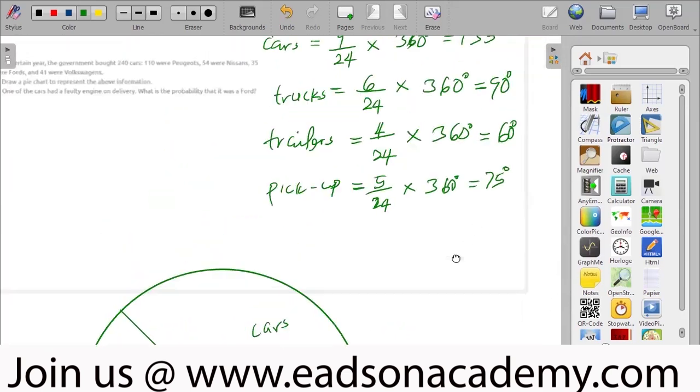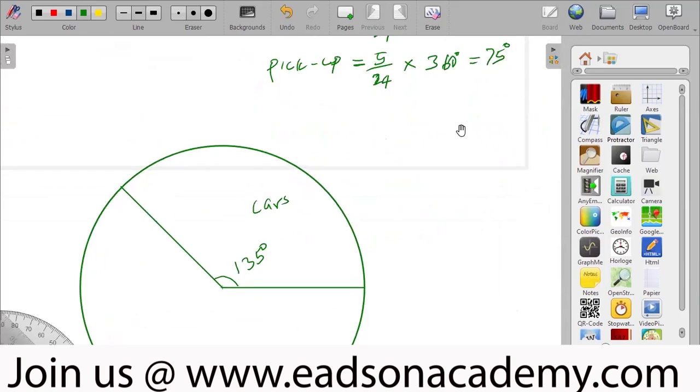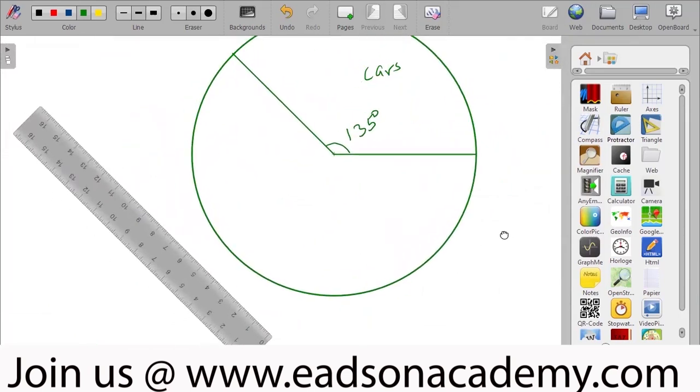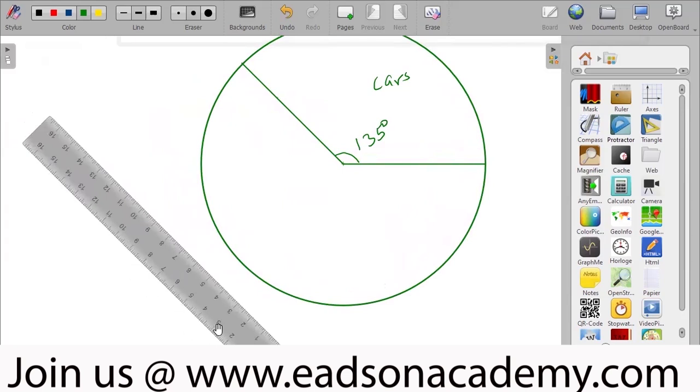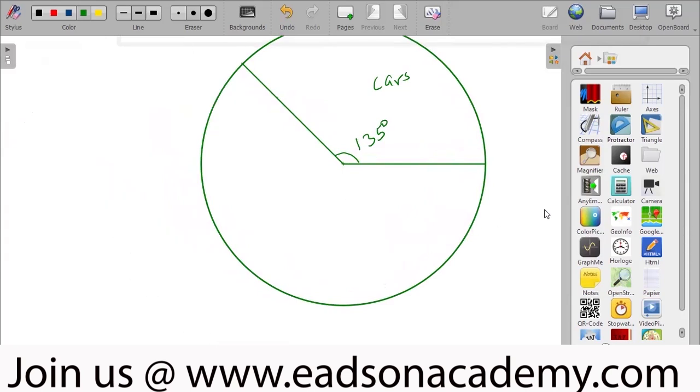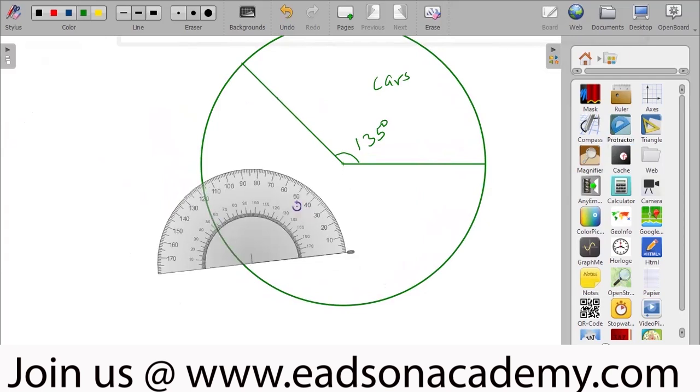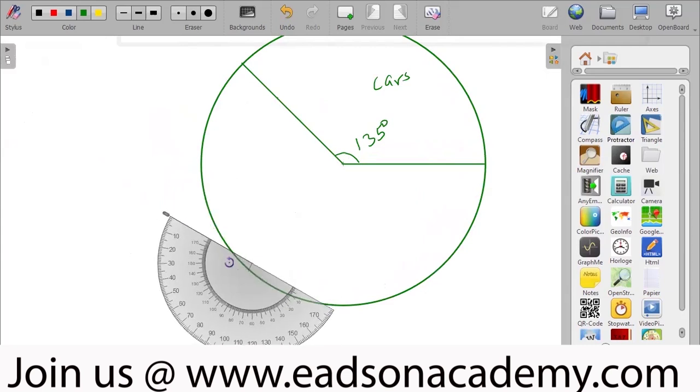The next one is trucks, which is 90 degree. Get your protractor again, that one has disappeared. That is one thing with this digital board. This one is controlling itself, so I have to get another one. Now, this line will be the reference line. So you turn your protractor in a way that, you see the way I'm turning my own, you have to turn your own also like that.